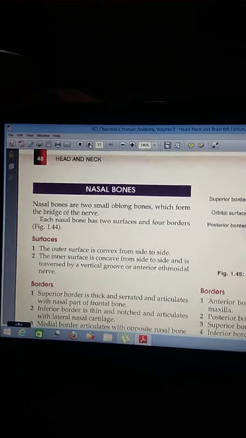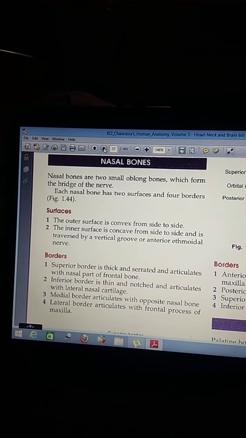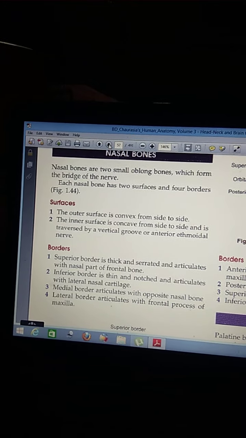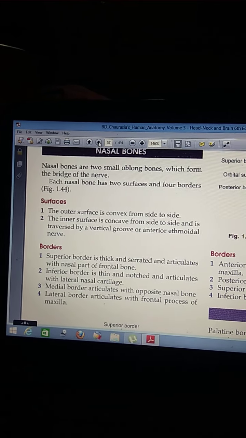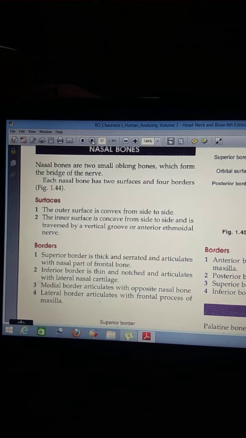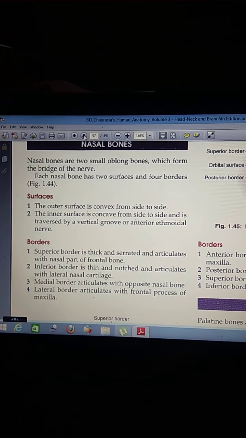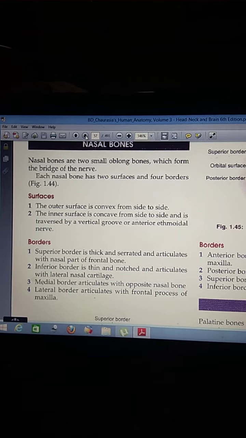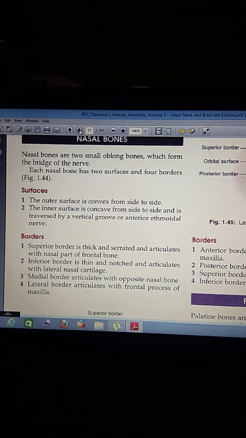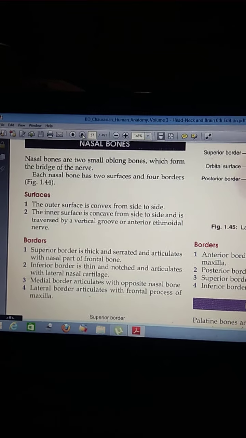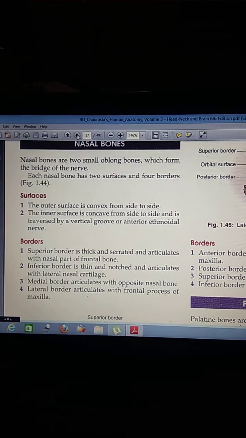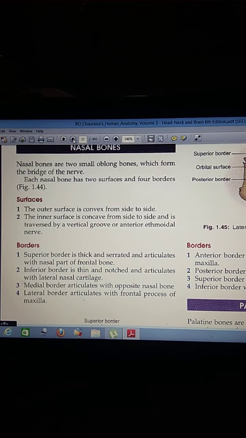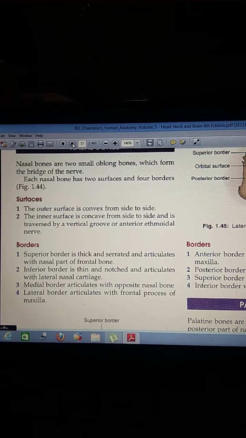Now, the nasal bone. The nasal bones are two small oblong bones which form the bridge of the nose. Each nasal bone has two surfaces and four borders. Surfaces: the outer surface is concavoconvex, and the inner surface is concave. Now, borders. The superior border is thick and serrated. The inferior border is thin and notched. The medial border articulates with the opposite nasal bone, and the lateral border articulates with the frontal process of the maxilla.